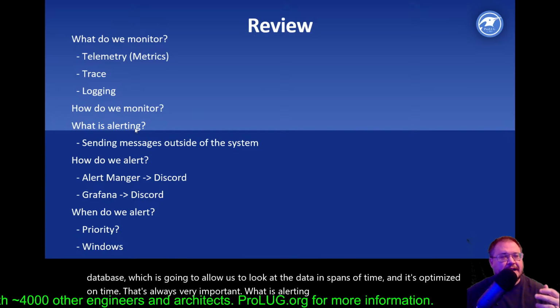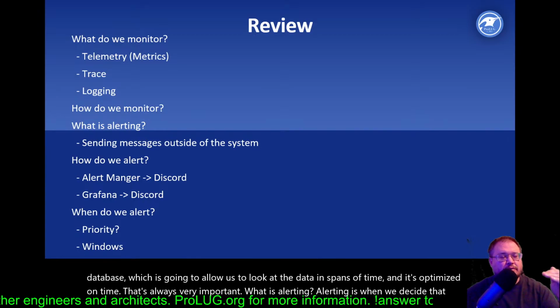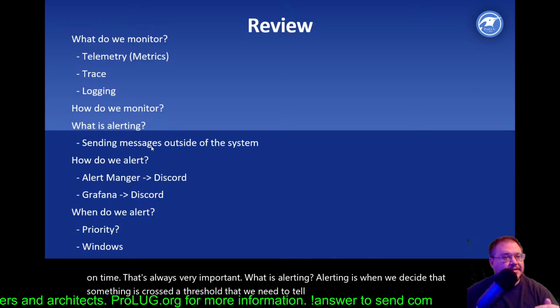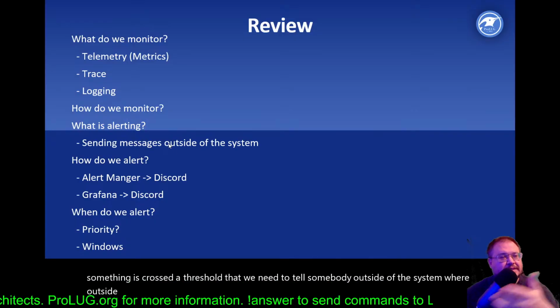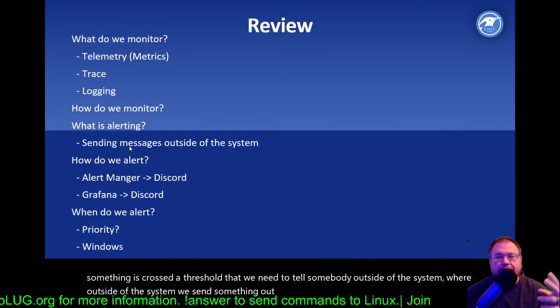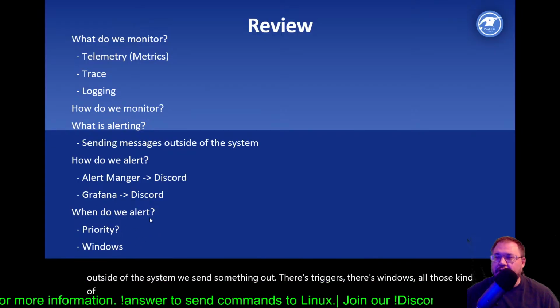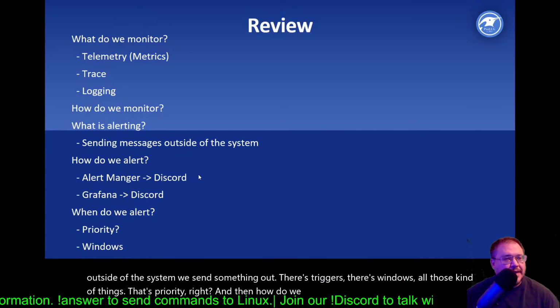What is alerting? Alerting is when we decide that something has crossed a threshold that we need to tell somebody outside of the system. We're outside of the system, we send something out. There's triggers, there's windows, all those kind of things. That's priority, right? And then how do we alert? We're going to set some of that up.